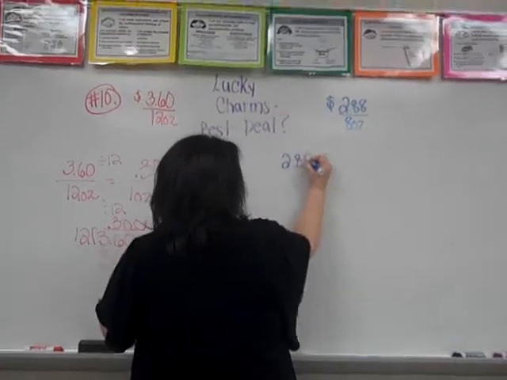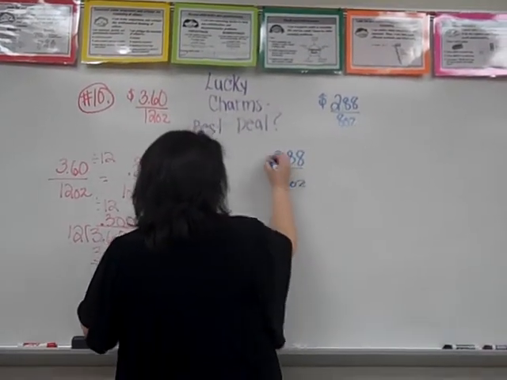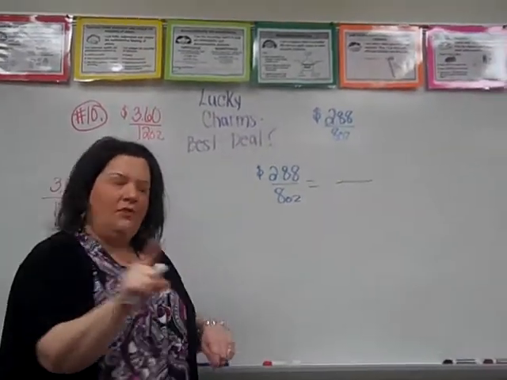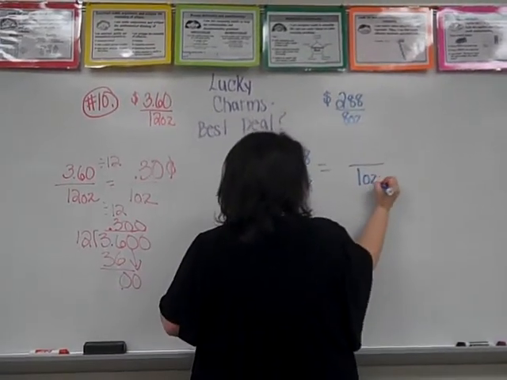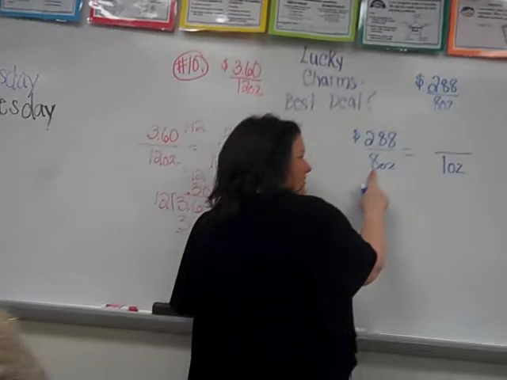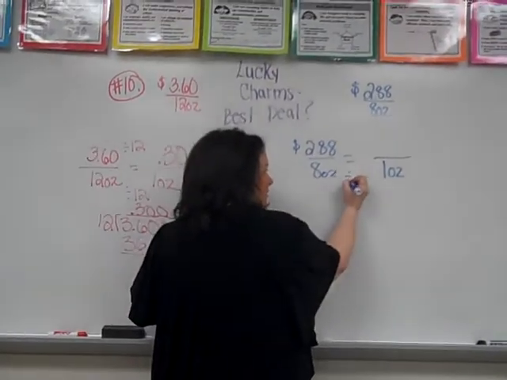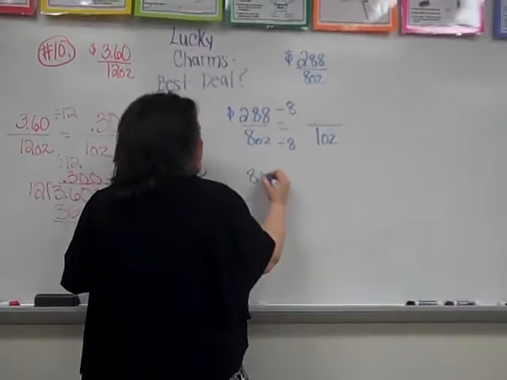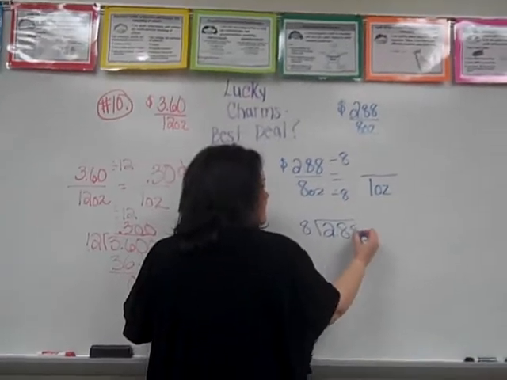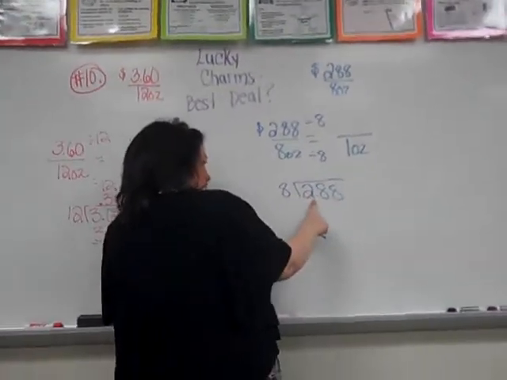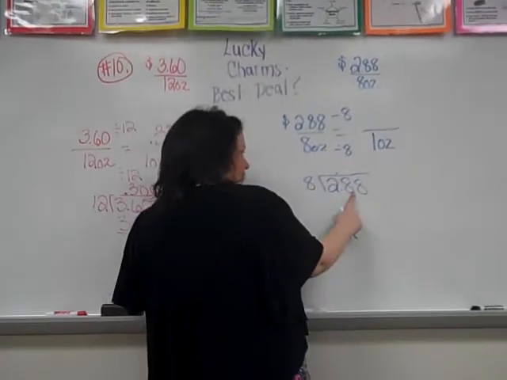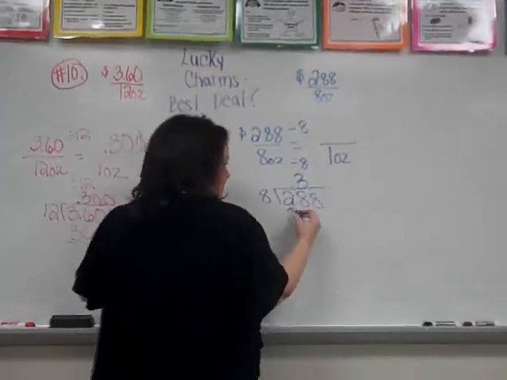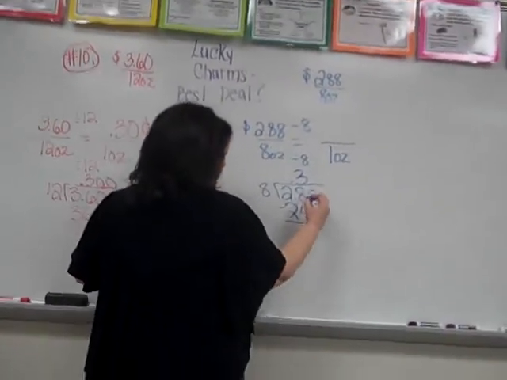Remember, money always on top. I'm finding the unit rate, so I'm finding 1 ounce. What did I do to this 8 to get that 1? That's to divide by 8. What we do to the bottom, we do to the top. How many times can 8 go into 2? None. How many times can 8 go into 28? 3 times. 3 times 8 is 24.